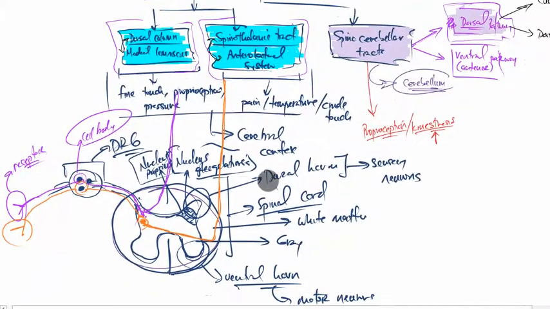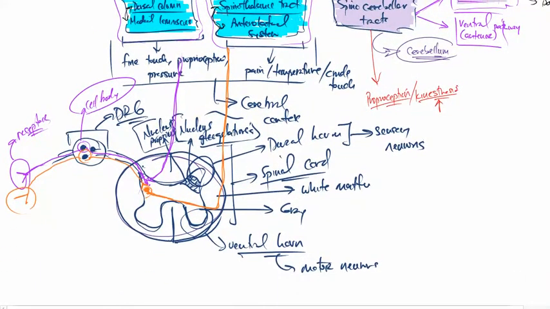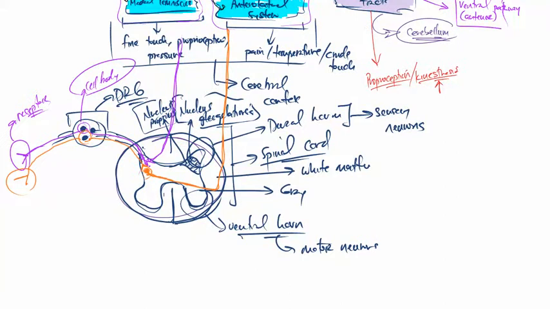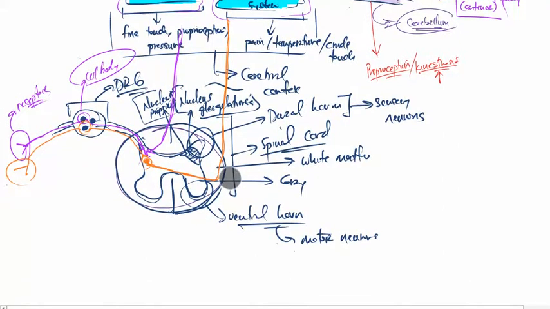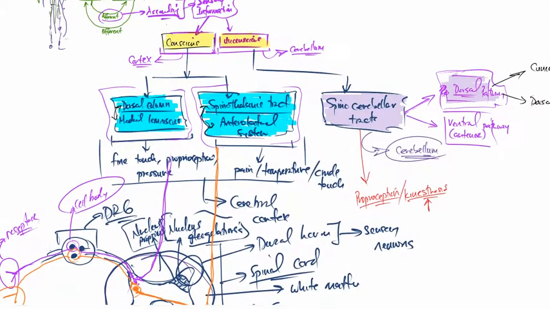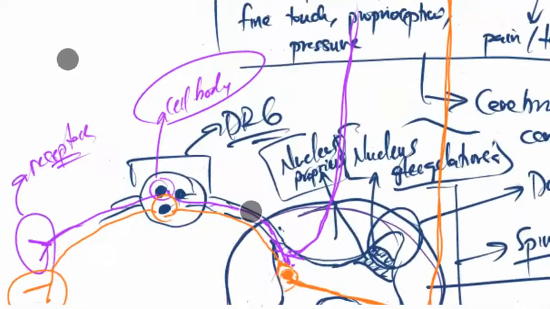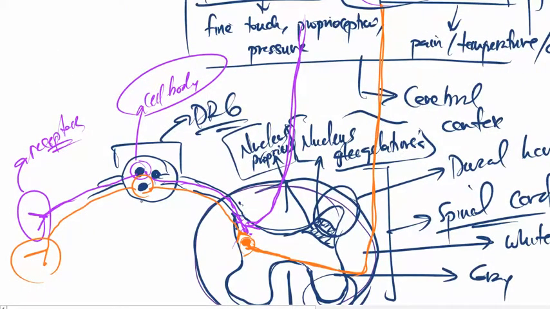And for your spinocerebellar, it's a little bit different. But I'm just showing you guys that it can be different. The major thing is that for all of these tracks that we're going to consider, the primary neuron, or that primary cell body, is going to be here.